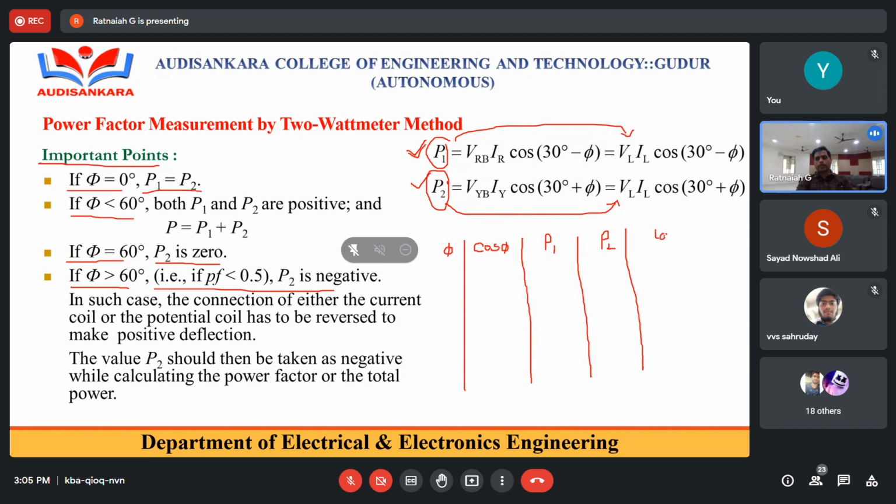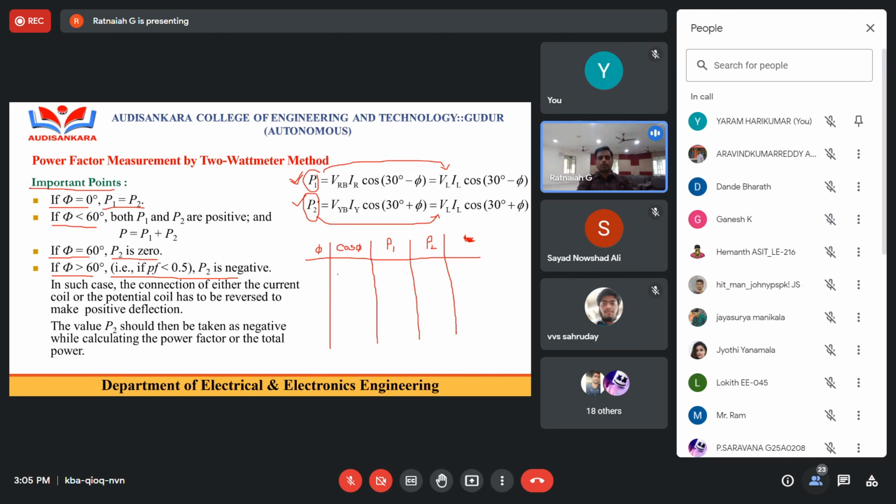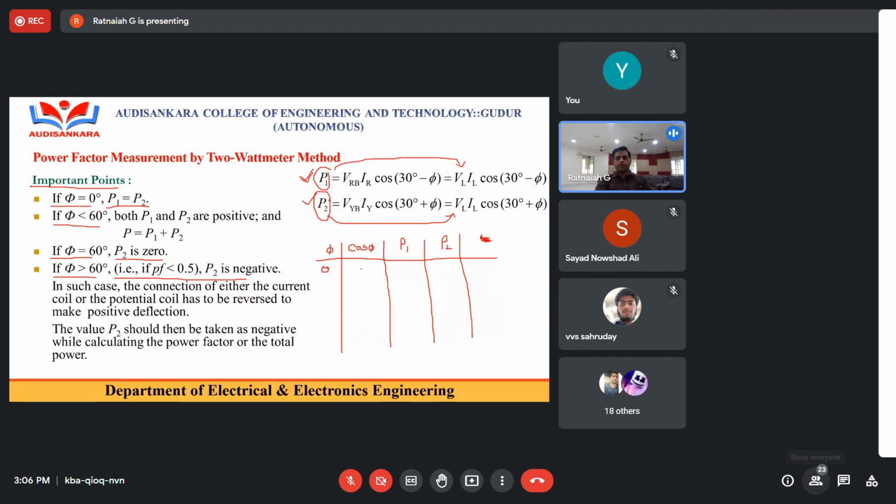No need to calculate the load, just leave it. We have to calculate only P1 and P2 for different angles as well as different power factors. So when I take phi equal to 0 first, if phi is equal to 0, what is cos phi?